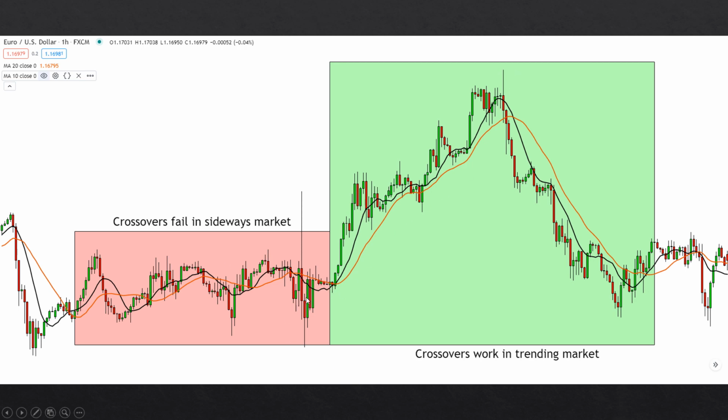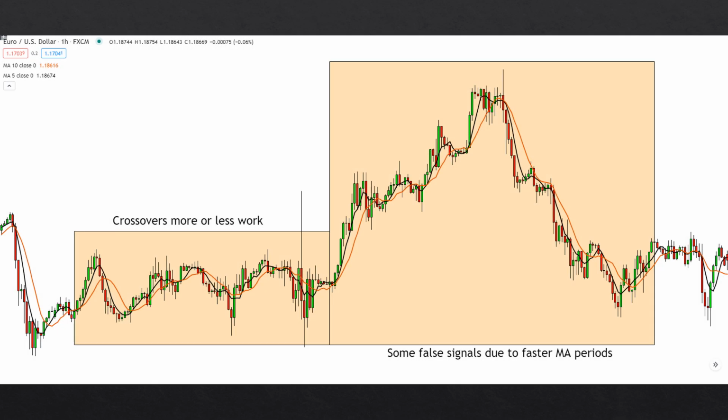market and vice versa. We can try to change the moving average periods to make it work in a sideways market, like in this next chart. Here I changed the moving average periods to 5 and 10 instead of 10 and 20. Notice that the crossovers in the sideways market work a little better, but we also get some false signals in the trending part of the chart.